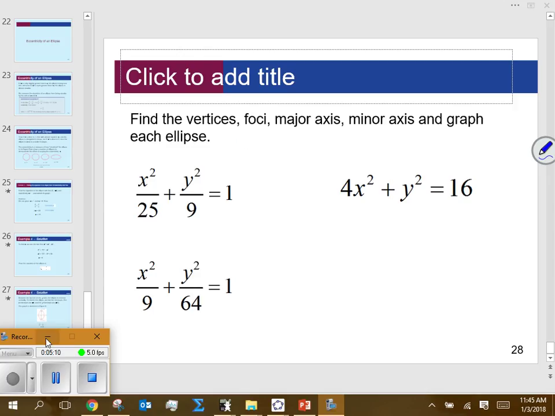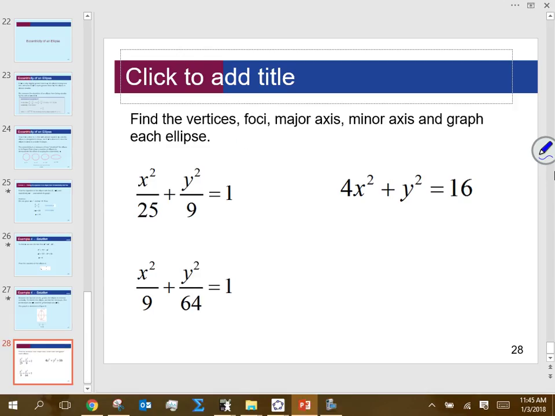I'll just quickly go through these on the last slide of this PowerPoint. It just says find the vertices, foci, major and minor axes, and graph each ellipse. I'm just going to write down the critical information here to do these. I don't know if I'll necessarily graph each one of them. But looking at this one here, we know it's an ellipse. We've got the plus and we've got the 1 over here, so we know it's an ellipse.